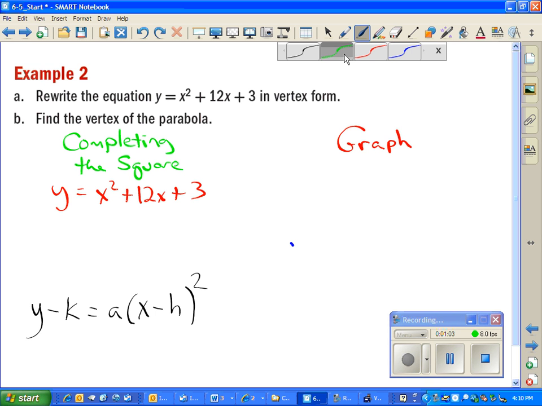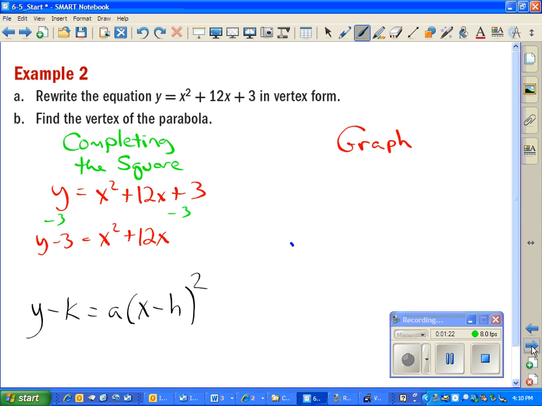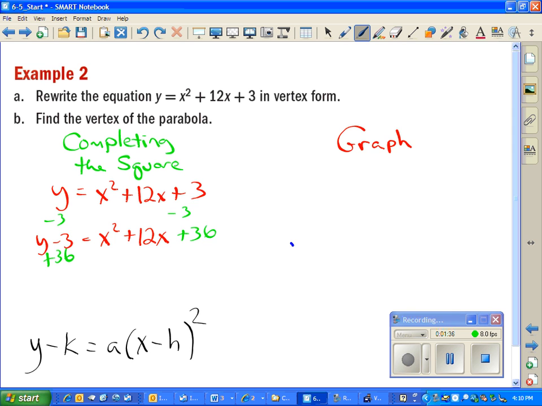First step, we'll take the 3 away. Move it over to the other side. You've got y minus 3 equals x squared plus 12x. And now the question is to do just like we did in example 1 and say what makes this a perfect square. Well, we've got x squared plus 12x. To get a perfect square, we need x squared plus 12x plus 36. And if we're going to add 36 to the right-hand side, we best add 36 to the left-hand side as well. And now it's just a matter of simplifying, and we have the equation in vertex form.